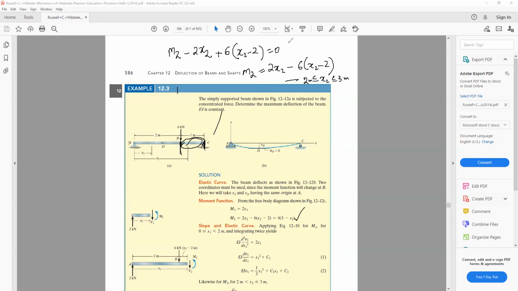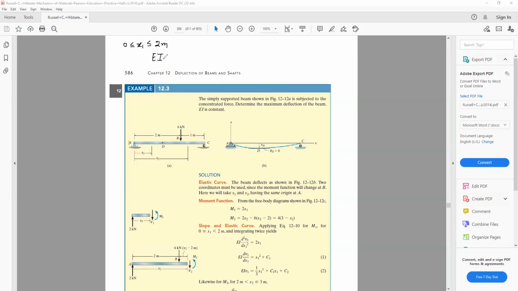Now we will do the separate analysis. Separate analysis means for this first section, we know EI is constant, d2 nu by dx2 is equal to the bending moment in this very section, that is 2 times x1. Since our variable in this section is x1, in place of x we have to write x1. That's our variable. So we'll have to find the value of nu.